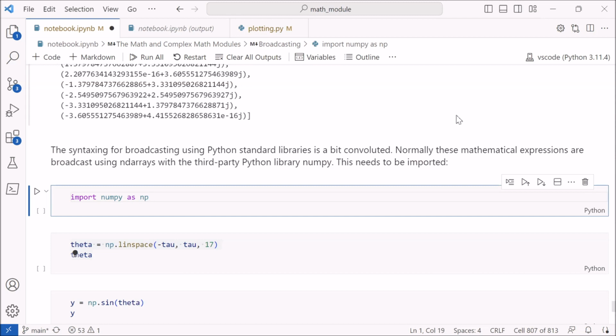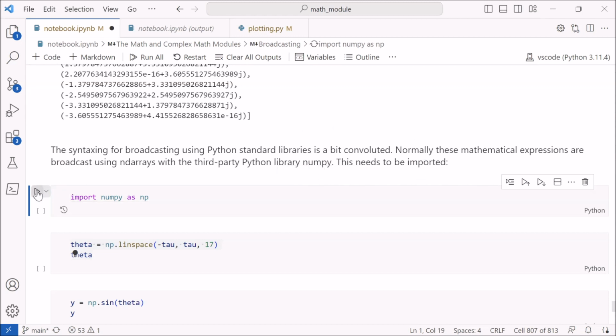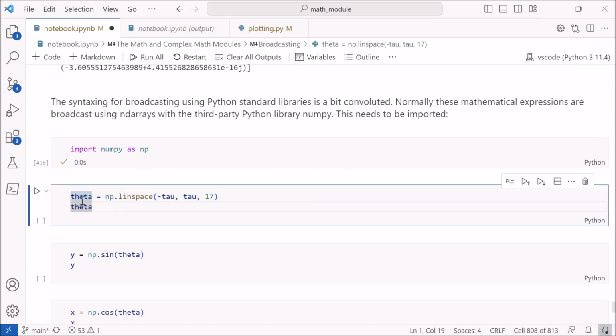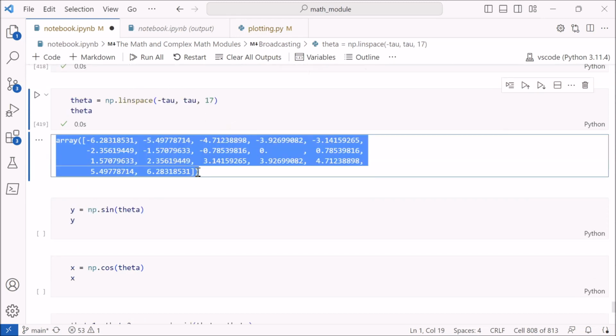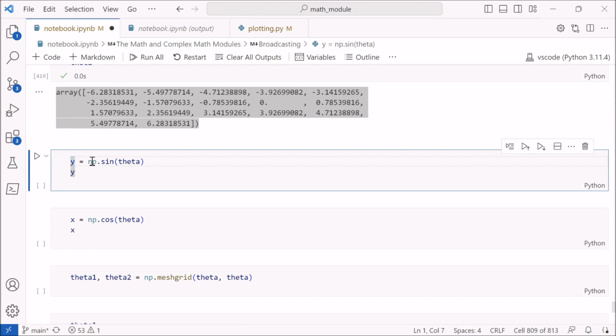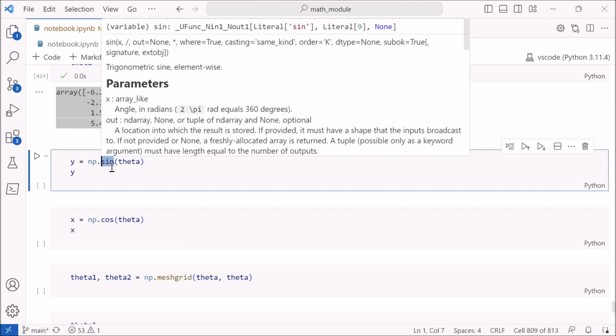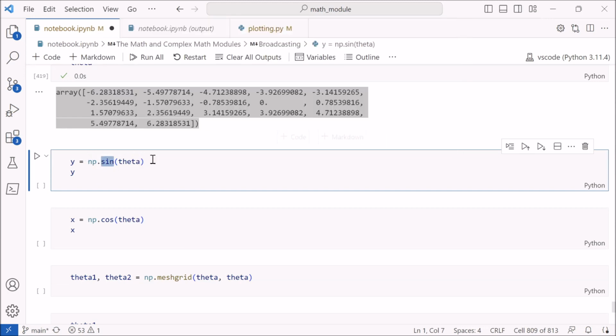Normally, mathematical expressions are broadcast using ndarrays with the third-party Python library NumPy, which is a numeric Python library. This needs to be imported separately. You've got a number of functions in NumPy to create linearly spaced arrays. We can use that to create a linearly spaced array, which is a bit cleaner than the list comprehension above. And then we can just use numpy.sin. This actually uses the sine function within the math module, but broadcasts it to a NumPy array using much simpler syntax.